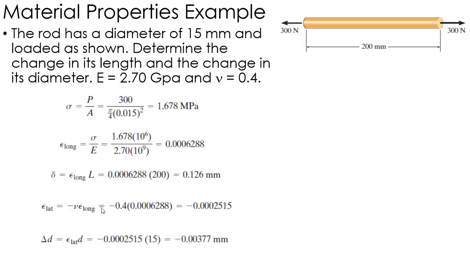Once I get that, I can very easily figure out my change in diameter just by multiplying by the diameter, just like I did with the length, and I find that my change in diameter is a decrease of 0.00377. So again, there's a relationship between stress and strain, and also a relationship between latitudinal strain and longitudinal strain. We're using those combinations to figure out change in length and change in diameter here.